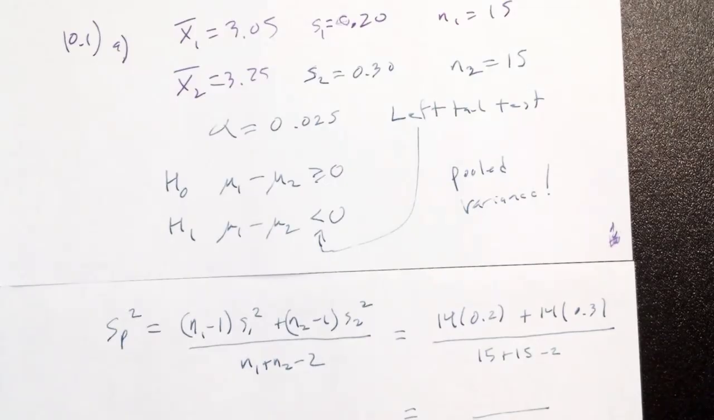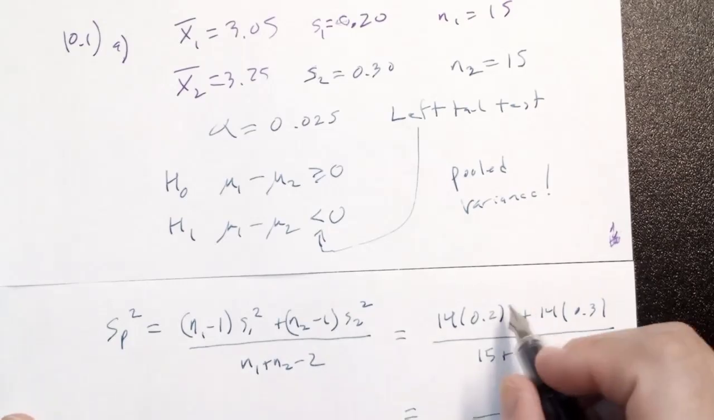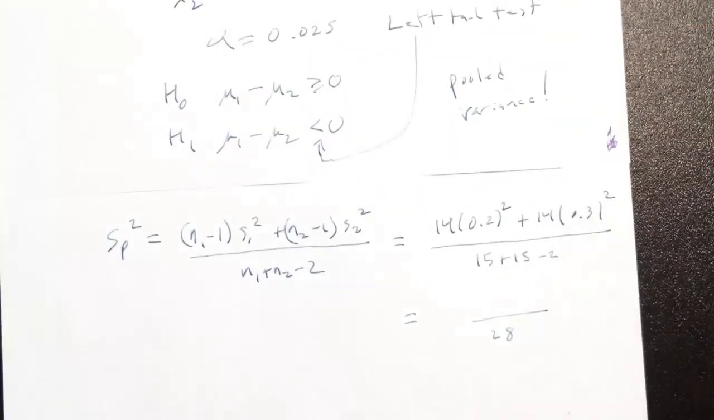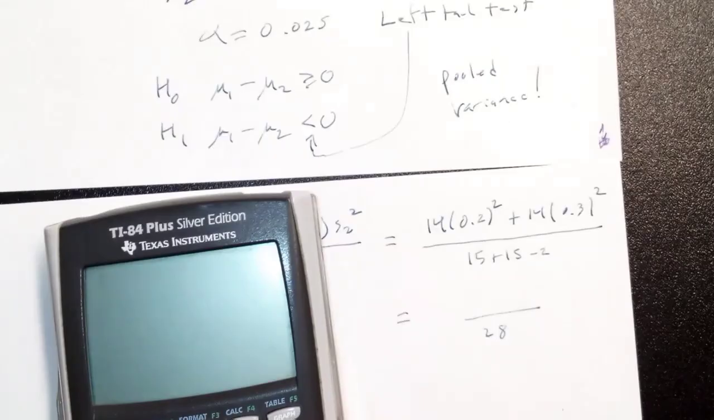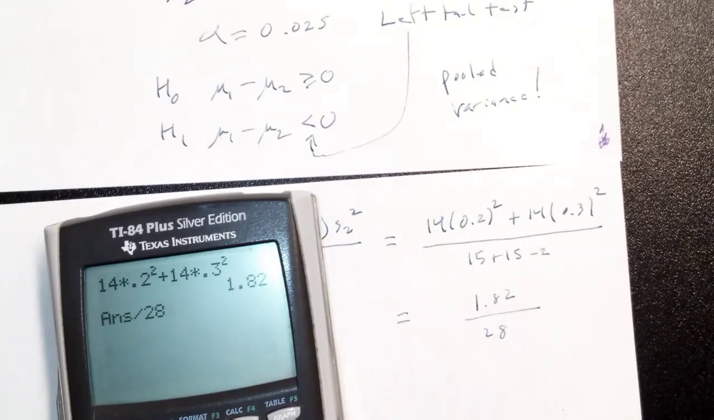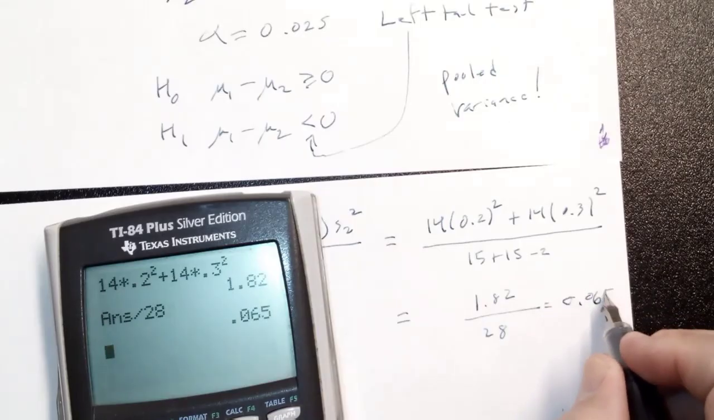Oh, hang on a second. I forgot something. What did I forget? Right here in this line. Yeah, because it's S1 squared and S2 squared. Doesn't help if I forget to square things. Okay. What do we get here? 14 times 0.2 squared plus 14 times 0.3 squared. 1.82 divided by 28, and I get 0.065.